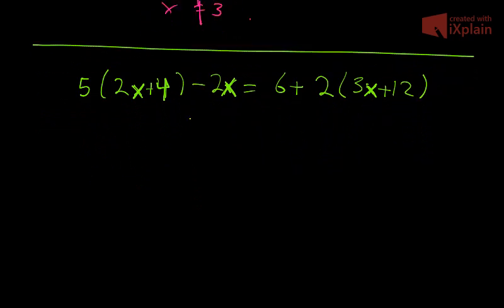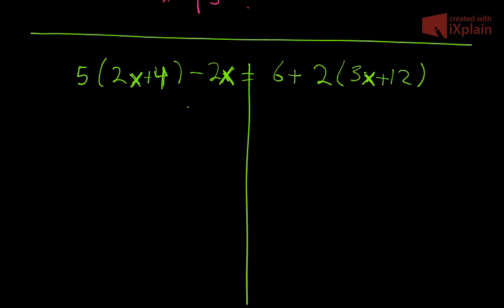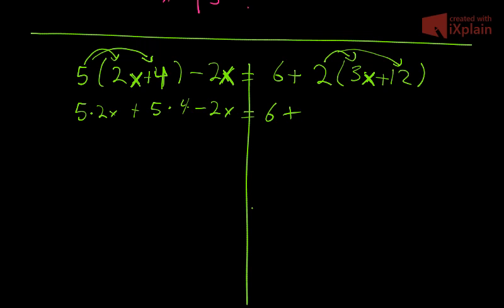That's okay. We're going to start, like always, by splitting a line down the middle. And then we're going to try to simplify both sides as much as we can. So I'm going to start off by distributing here. And that will give me 5 times 2x plus 5 times 4 minus 2x. And on this side, I'm going to do the same thing with my 2. Distribute it in. And that's going to give me 6 plus 2 times 3x plus 2 times 12.